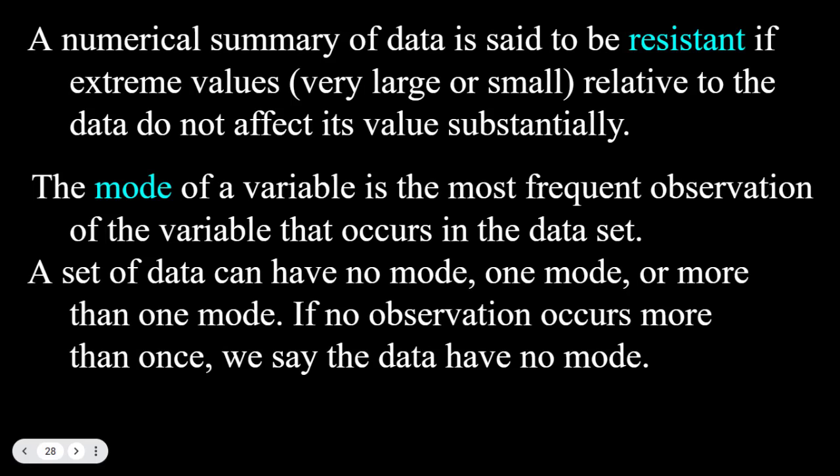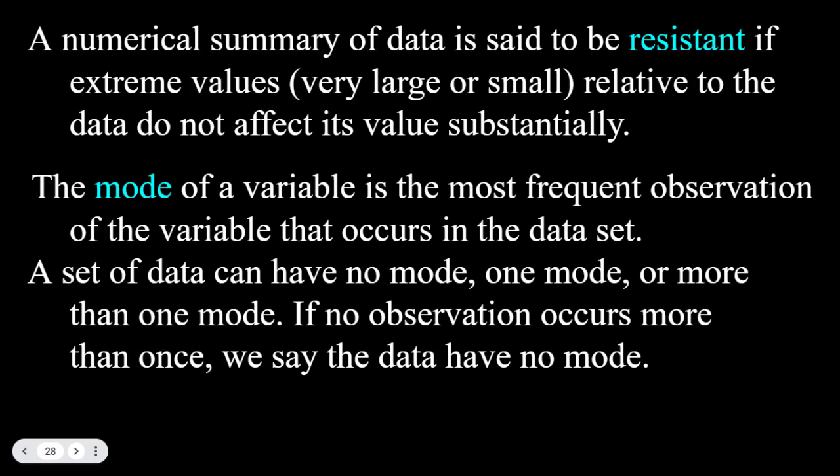Our third measure of center that we have talked about, and you probably have done these in the past, we talk about mean, median, and mode. Those are the 3 measures of center. The mode of a variable is the most frequent observation of that variable that occurs in the data set.